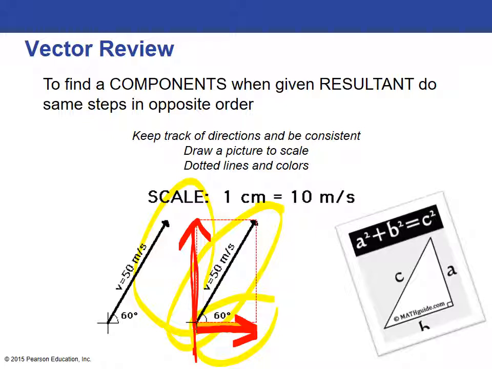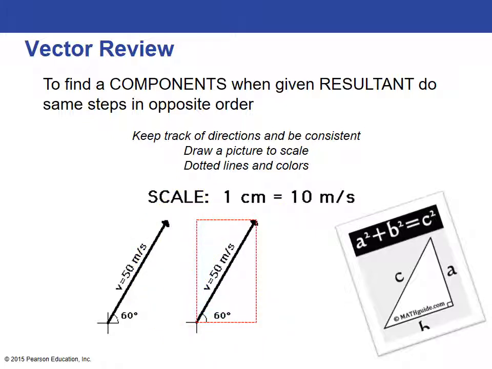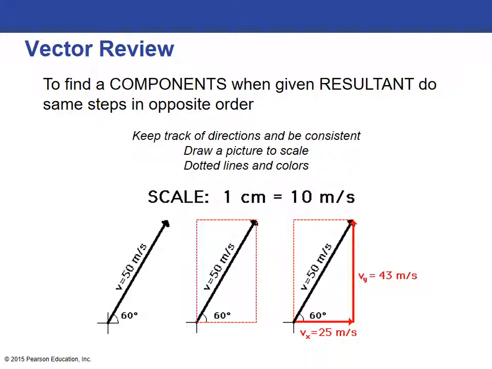If we wanted to put numbers to it, we can go back to the Pythagorean theorem. In this case, they did put some numbers to it, and a little bit of trigonometry, and you can show yourself that the vector to the right in the x direction is 25 meters per second, and the vector going up is 43 meters per second. So what kind of problem would we see this with? You've actually seen this problem.